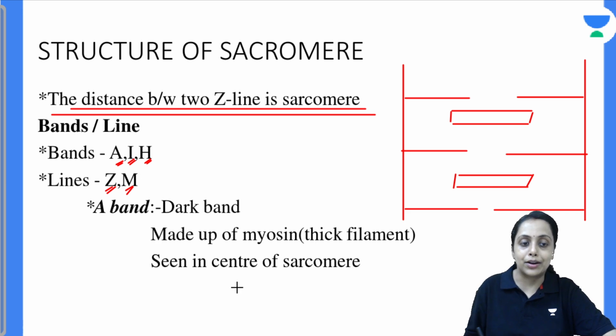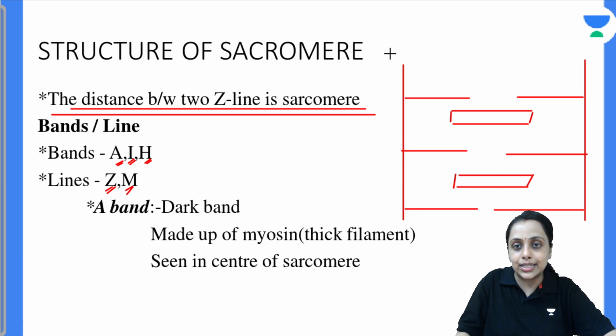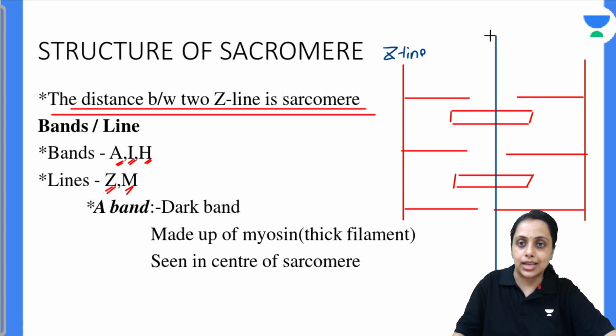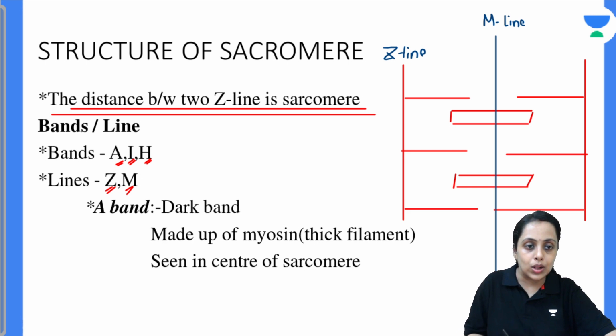So see, this is the diagram. This is our Z line. Okay, this is our Z line. And in the middle we have the M line. This is our M line.